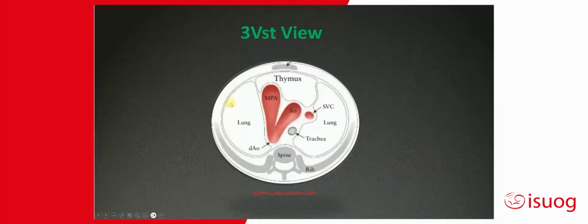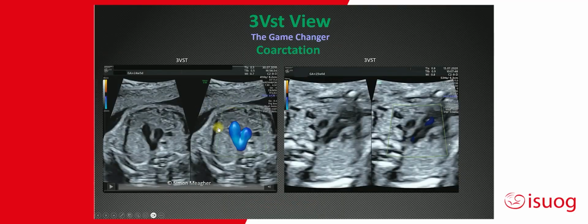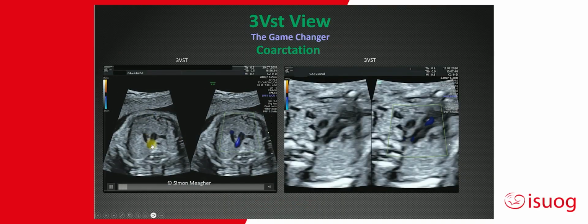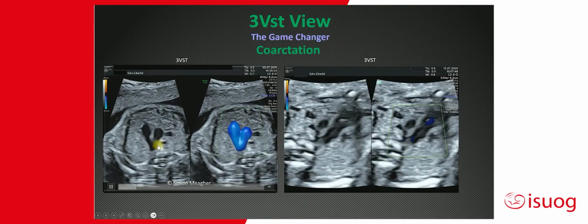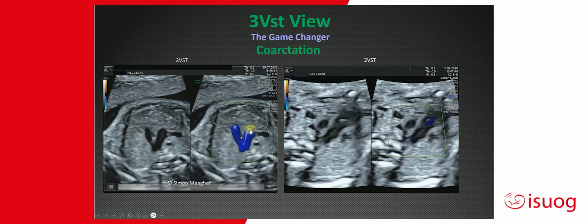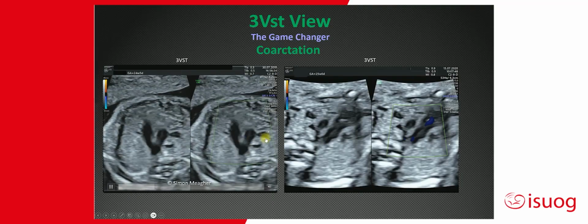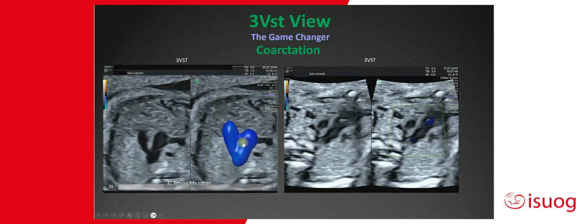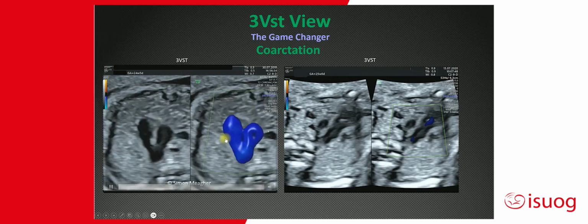Lastly, the 3-vessel tracheal view. We look at the 3-vessel tracheal view as a very powerful view in looking for cardiac abnormalities. This is the trachea, the transverse aortic arch, pulmonary artery, the SVC to the right of the trachea, and there should be no vessel beside the arterial duct.